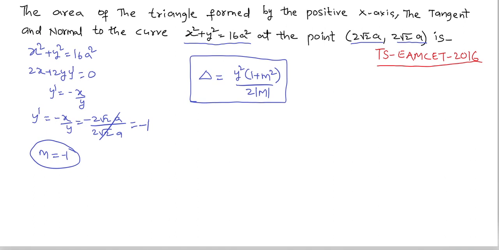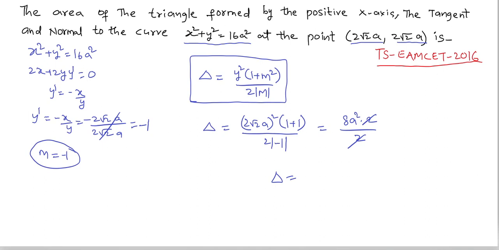Substituting all the values in this equation, y² means (2√2a)² into (1 + m²), that is slope (-1) whole squared, over 2|m|, that is 2 into the modulus of -1. That is (2√2a)², that is 8a² into 2 by 2. 2 cancels. Therefore the area of the triangle Δ is equal to 8a².